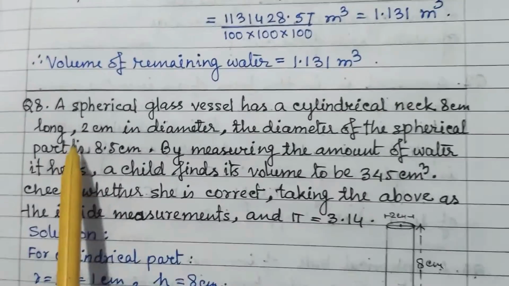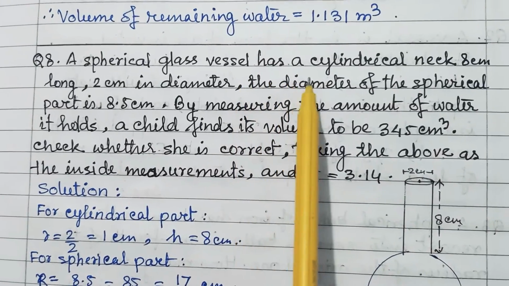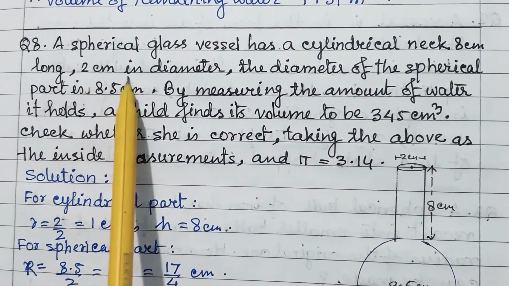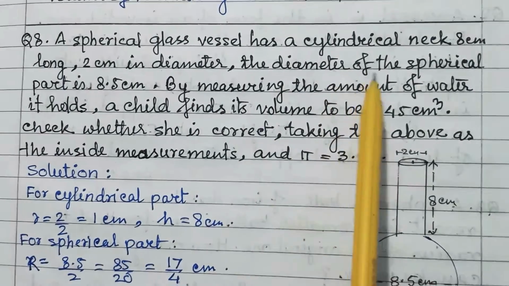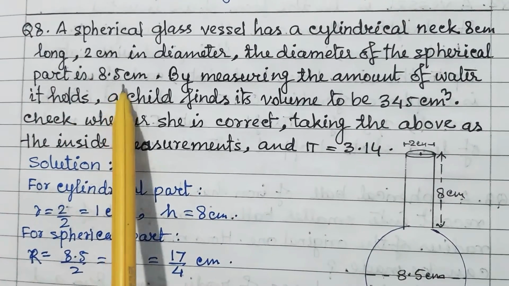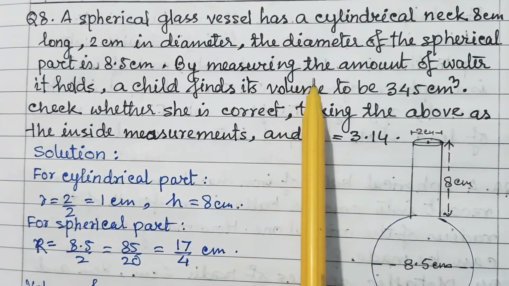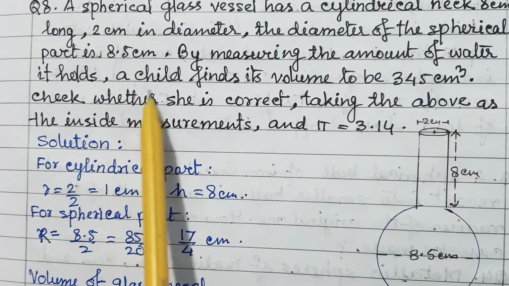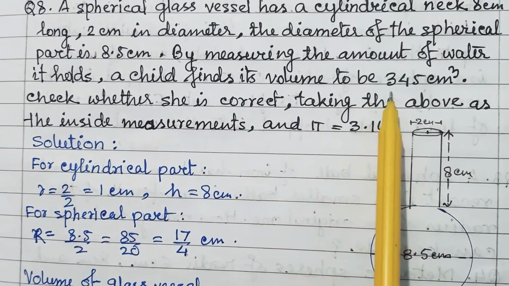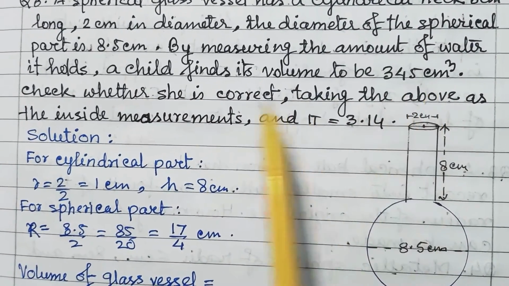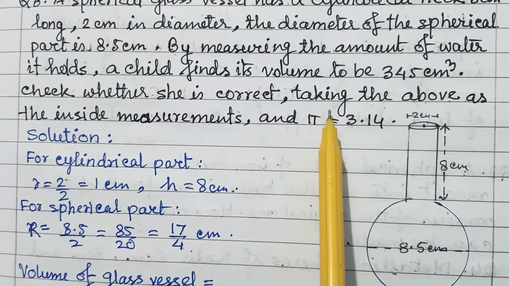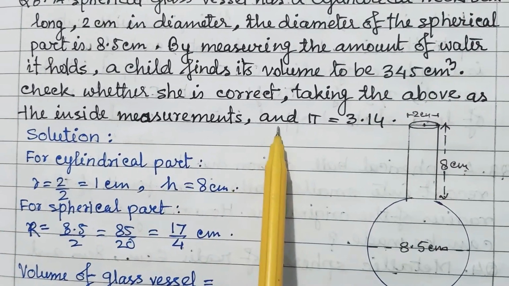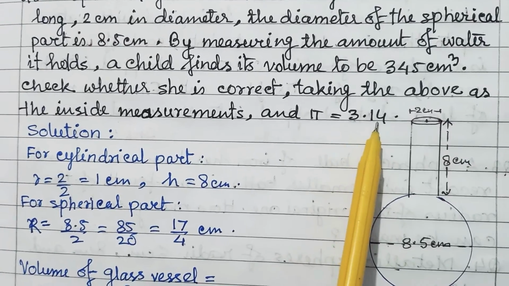Question number 8. A spherical glass vessel has a cylindrical neck 8 centimeter long, 2 centimeter in diameter. The diameter of the spherical part is 8.5 centimeter. By measuring the amount of water it holds, a child finds its volume to be 345 centimeter cube. Check whether she is correct, taking the above as the inside measurement and π equal to 3.14.